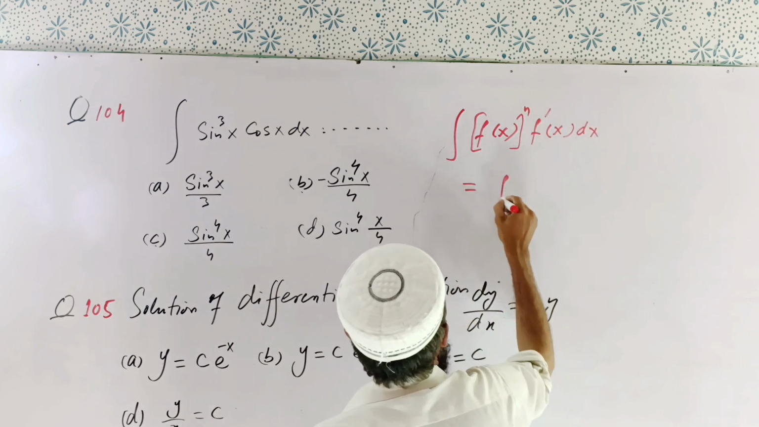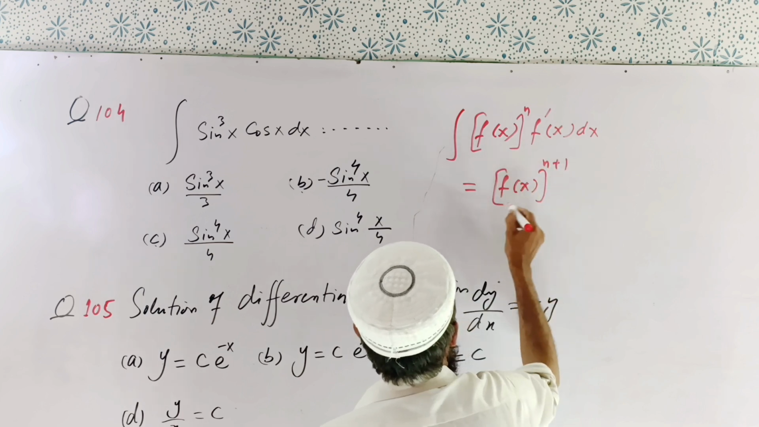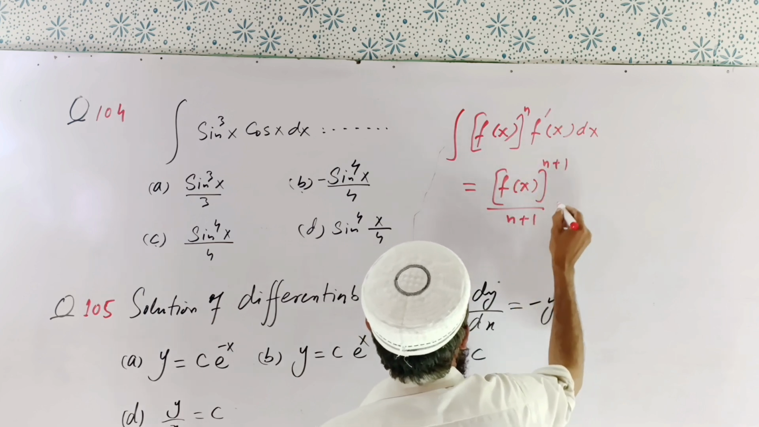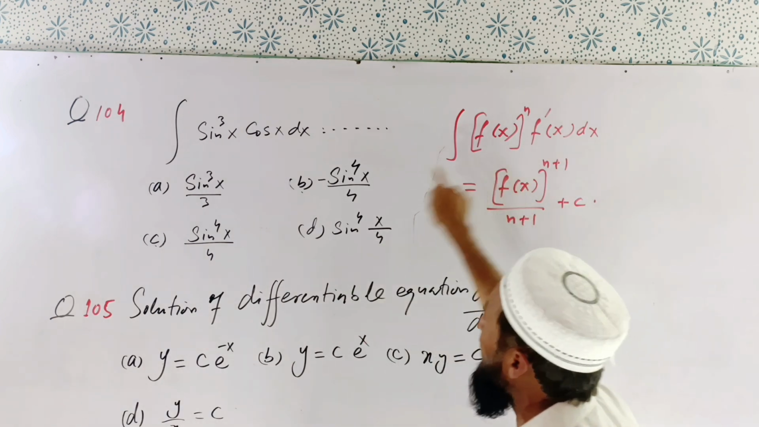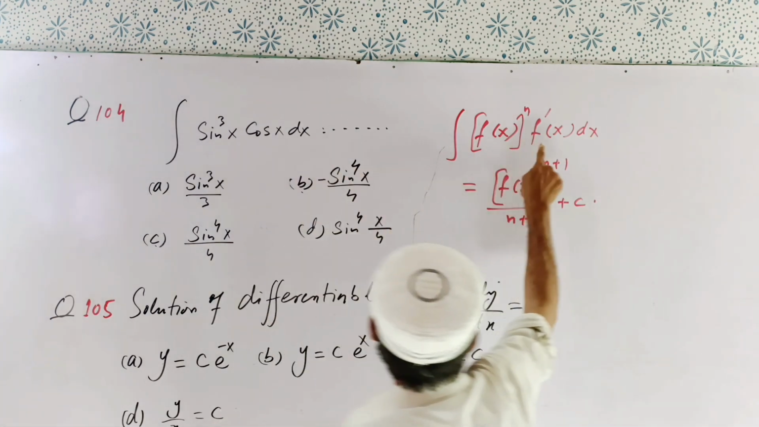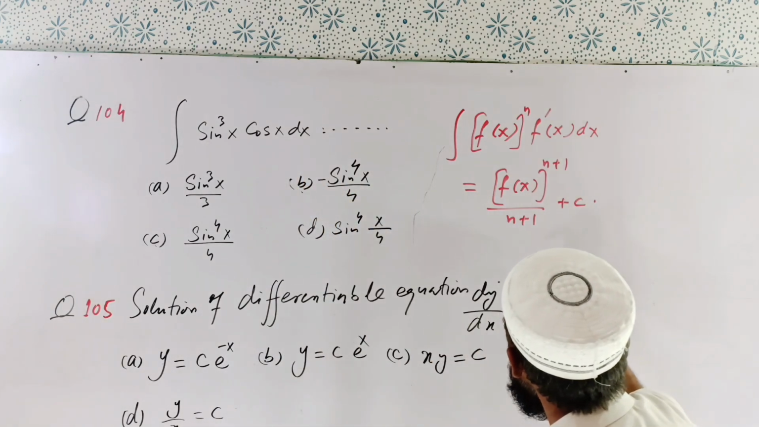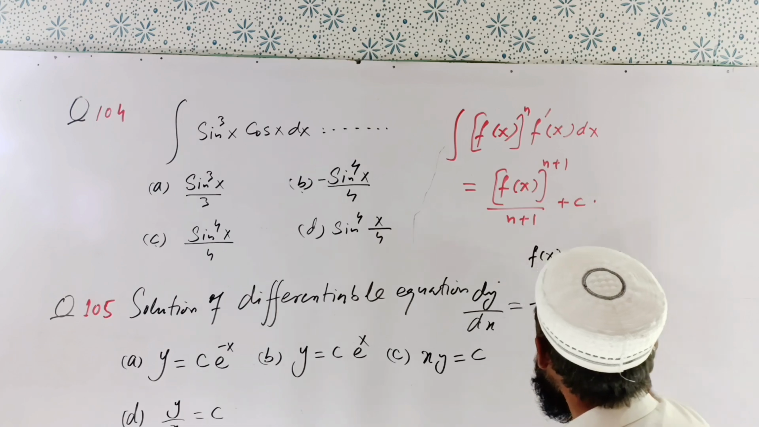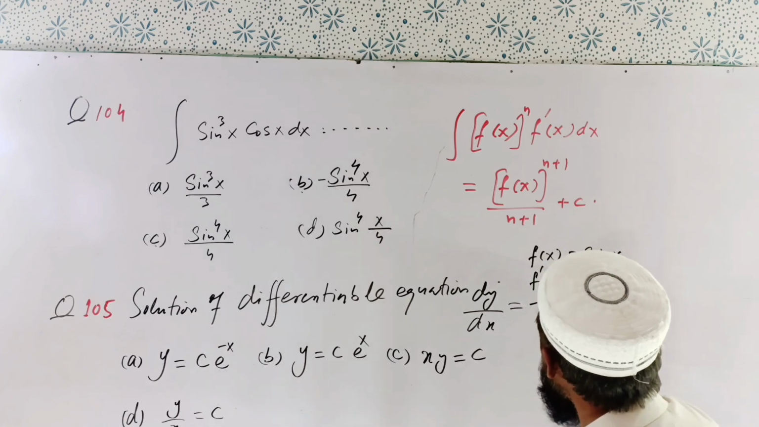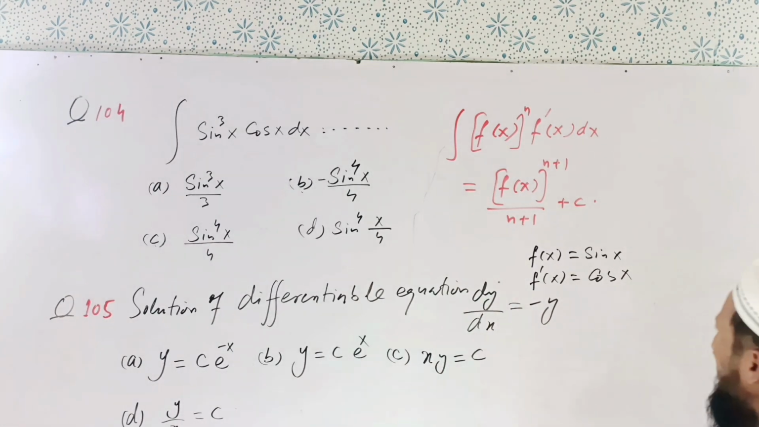So the rule is f of x whole power n plus 1 divided by n plus 1 plus c. According to this rule here, f of x is equal to sin x and its derivative f dash x, if we are finding with respect to x, is equal to cos x.